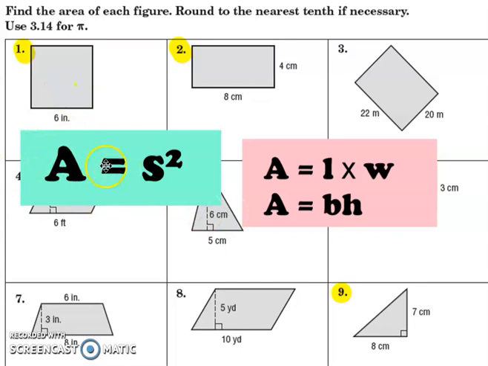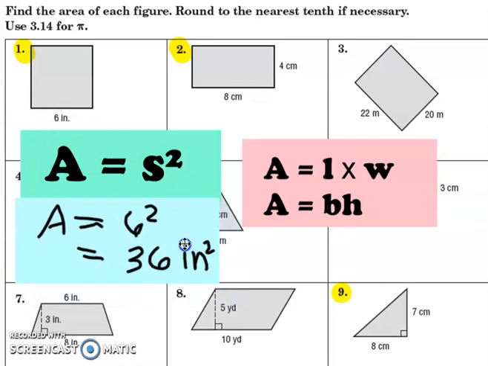So let's go ahead. I'm going to use this formula right here in the blue, and we're going to substitute in place of the side length. We're going to substitute 6 inches. And so we will get 6 squared, substituting in 6 for S. And so 6 squared is 36. And then also you're squaring the inches. So it's going to be square inches. Notice the 2 is after the inches, not in front of it.